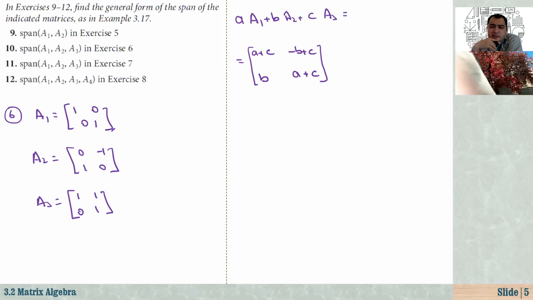So here we have a plus c, minus b plus c, and here we have b, right? So that means that all the matrices, let's say this is M2 by 2. This is a set that contains all 2 by 2 matrices. So what is the span of these three matrices? It gives us some kind of set here.